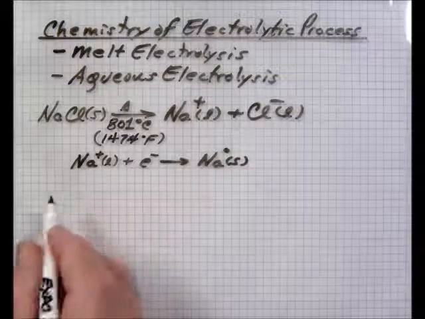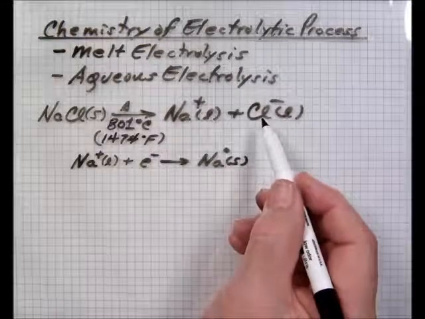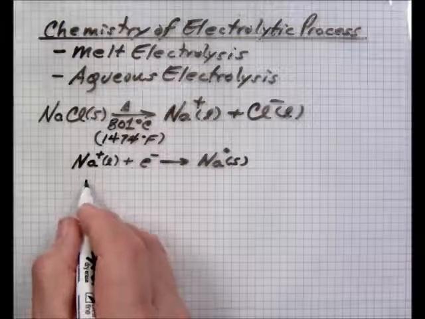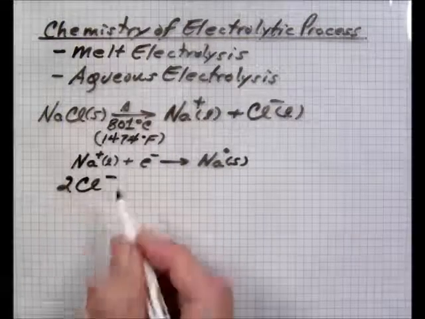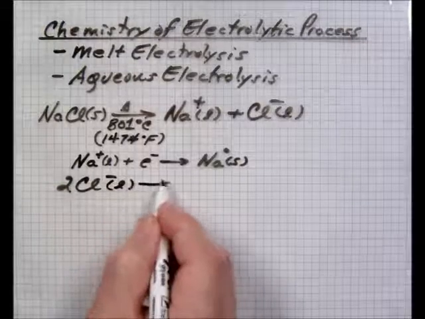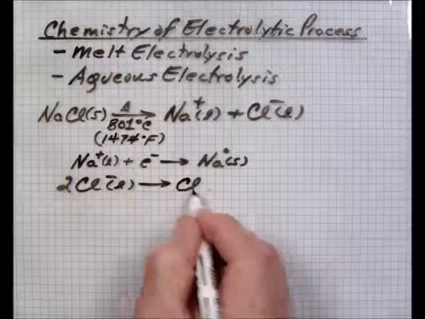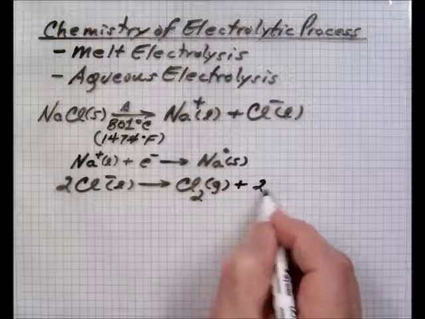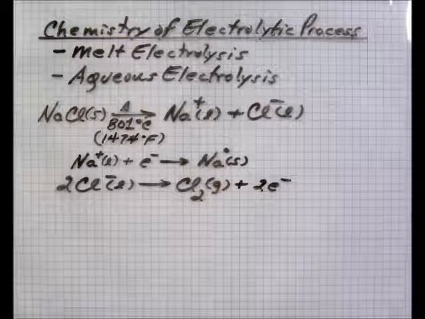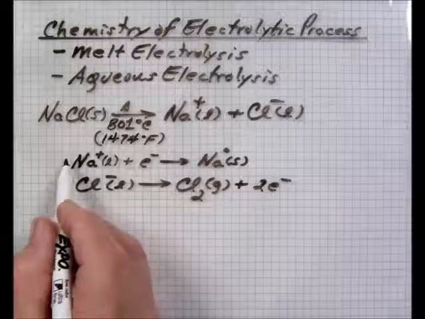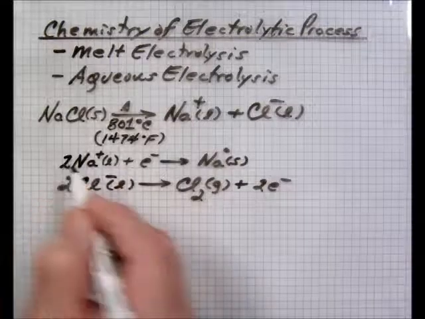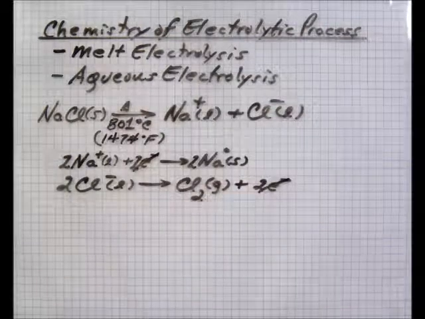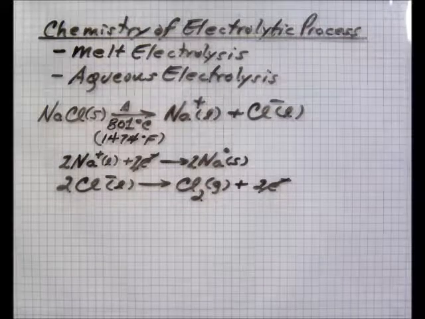Chloride will undergo oxidation by being attracted to the positive electrode, and the chloride in liquid form will undergo oxidation to chlorine gas and 2 electrons given off there. Now, to get the net equation, we need to double the sodium equation to have a balance of charge, and then we can add the two together.